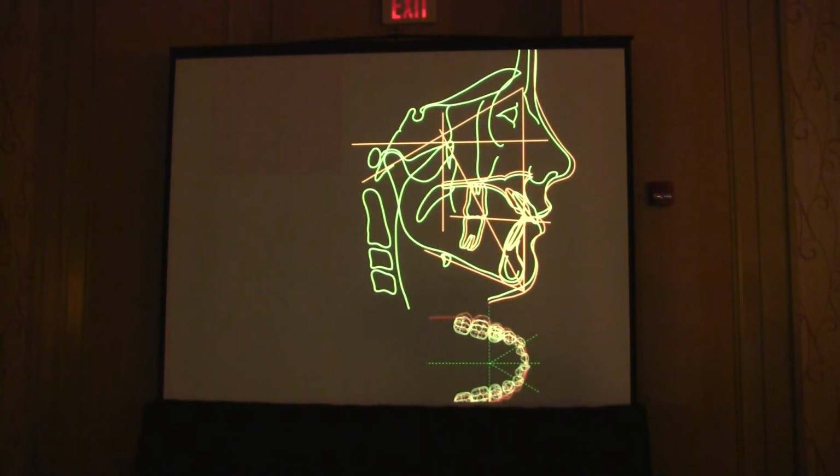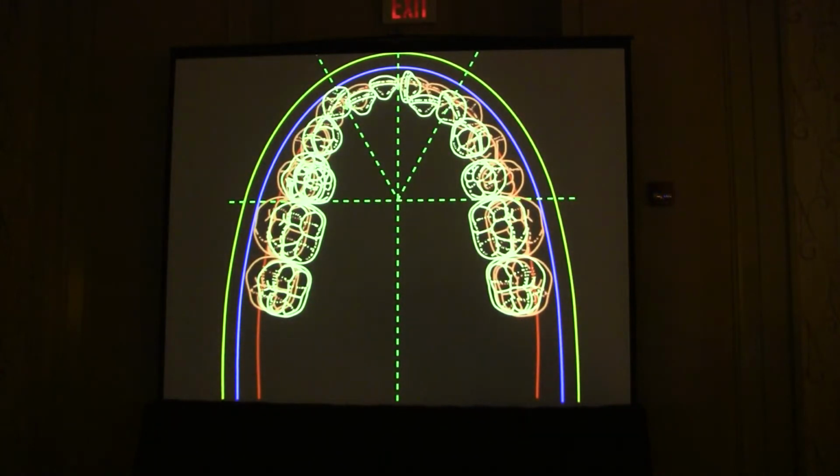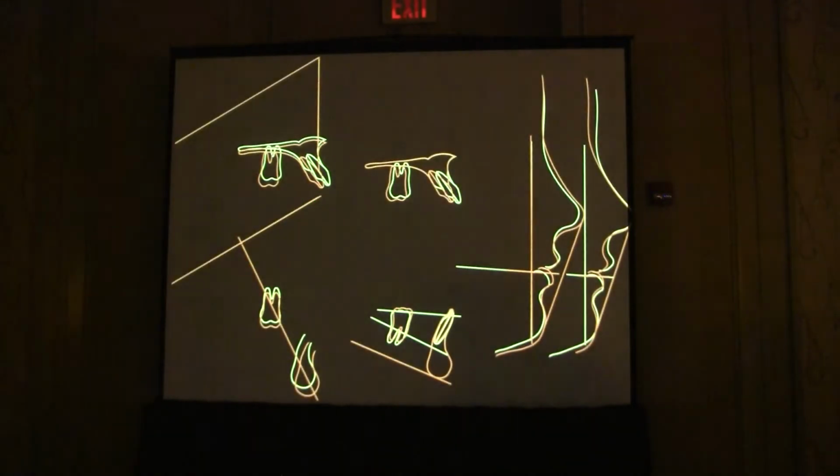Look at general superimpositions. The superimpositions of the arch form and by zones.